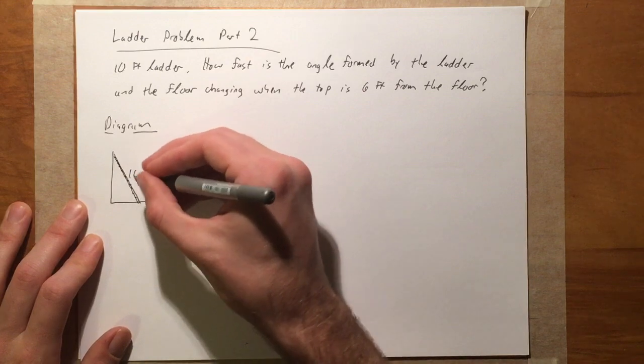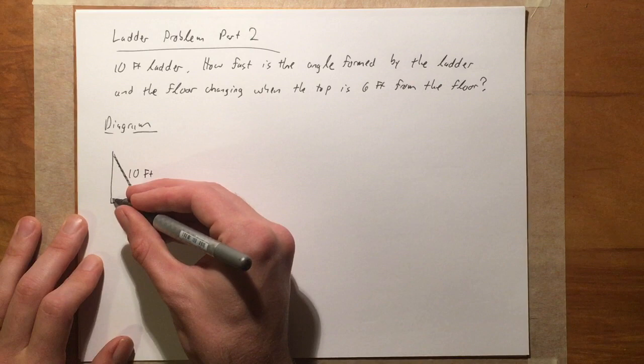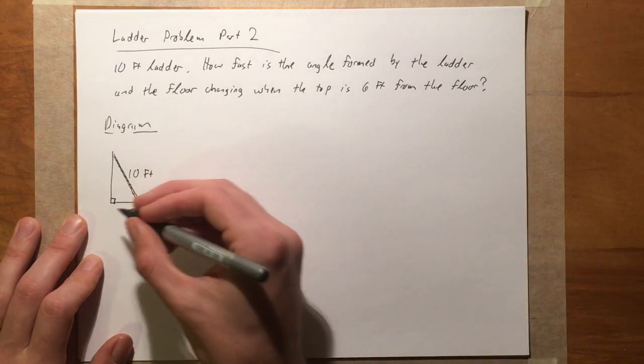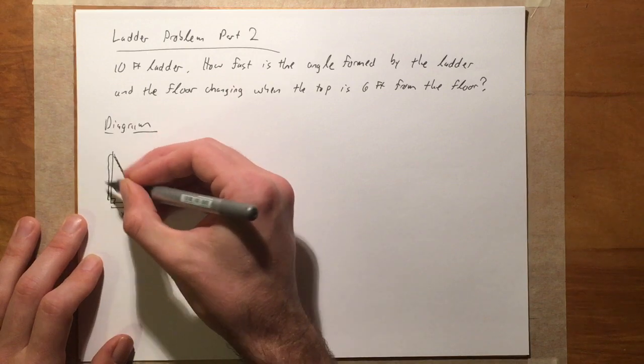We can label the length of the ladder 10 feet. We'll label the 90-degree angle. We'll go ahead and label the x and the y in case we need those. This is x. This is y.